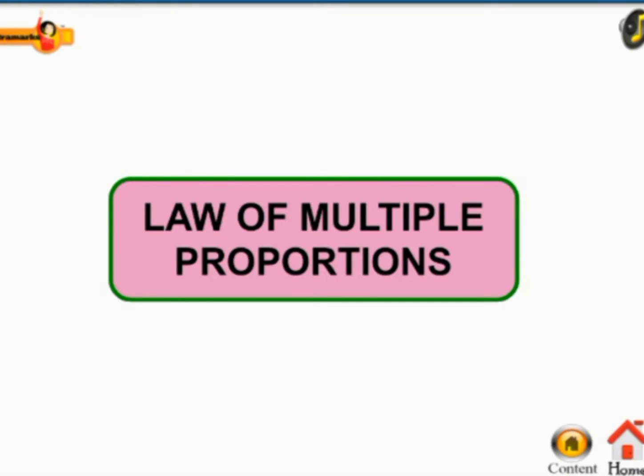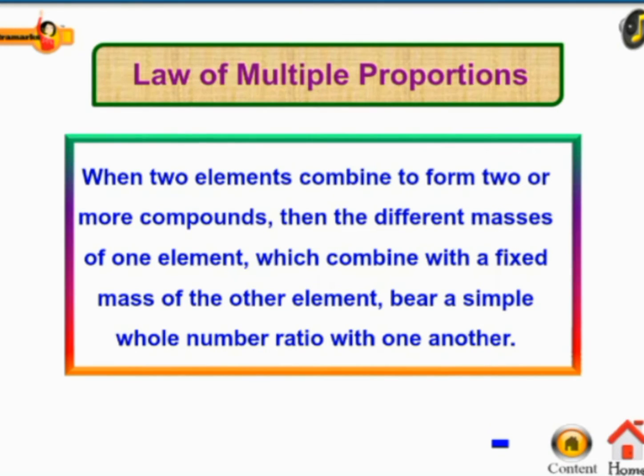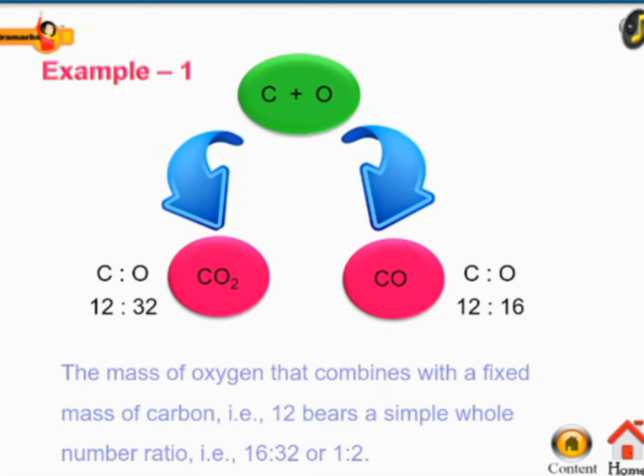Multiple proportions. According to the law of multiple proportions, when two elements combine to form two or more compounds, the different masses of one element which combine with a fixed mass of the other element bear a simple whole number ratio. For example, the mass of oxygen that combines with a fixed mass of carbon, that is 12, bears a simple whole number ratio, that is 16:32 or 1:2.